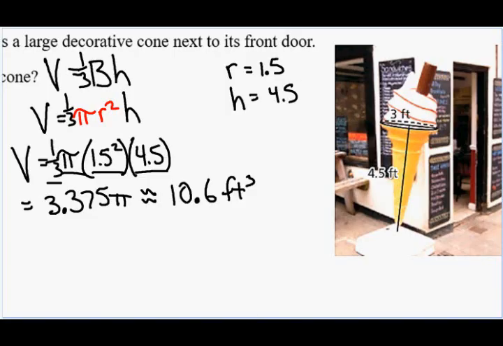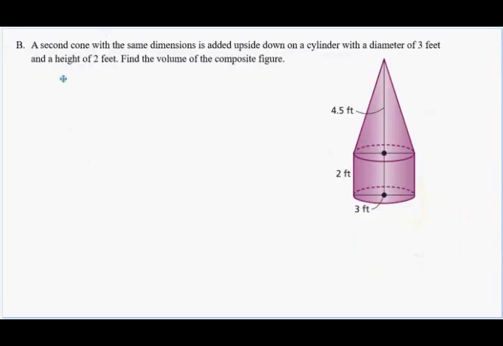So that was part 4A. Now part 4B, it says a second cone with the exact same dimensions as the first one is added upside down onto a cylinder. The cylinder has a diameter of 3 feet and its height is 2. So here's our cone diameter. That was 3, so the cylinder will have the same diameter. And then the height of our cylinder is 2.